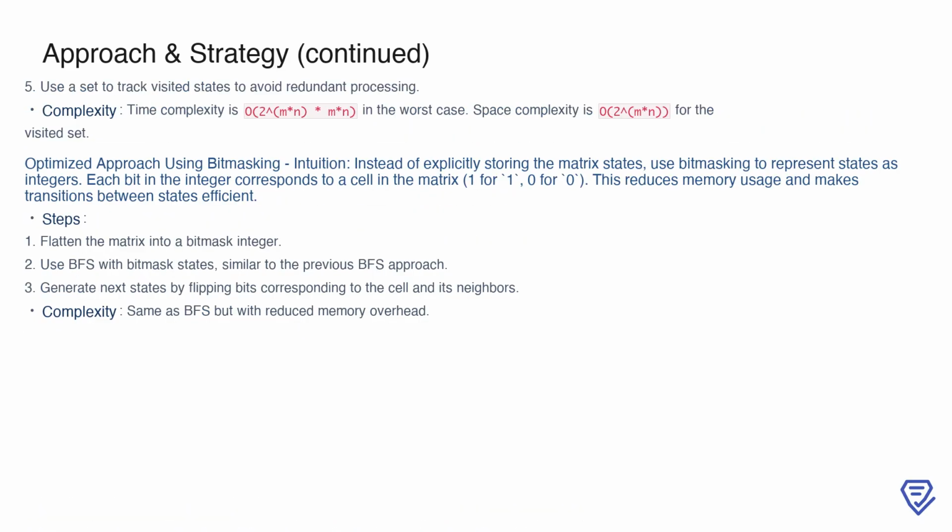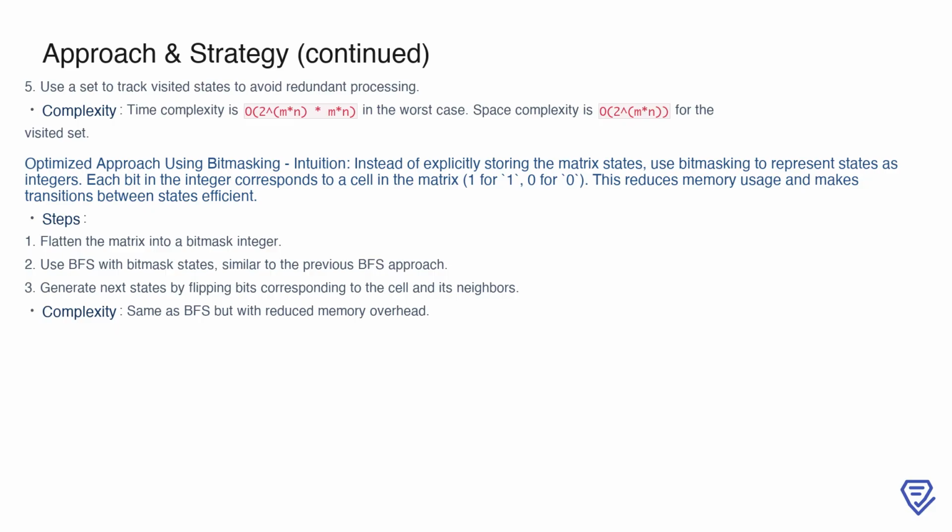Using BFS to solve the problem involves a few critical steps. First, the matrix is flattened into a binary string representation. Then, we use a queue to perform BFS, starting with the initial state of the matrix and a flip count of 0. For each state, we generate all possible next states by flipping each cell and its neighbors, adding these new states to the queue.